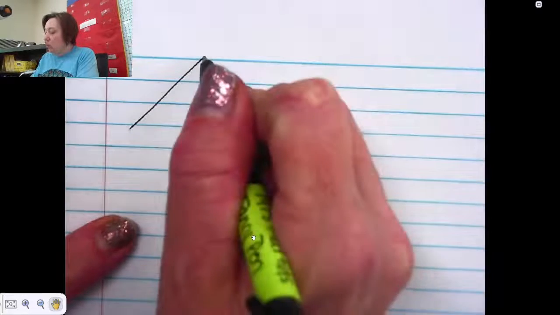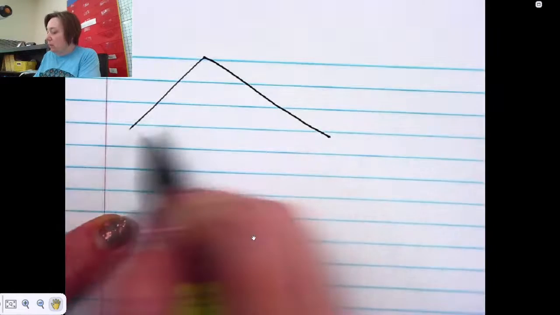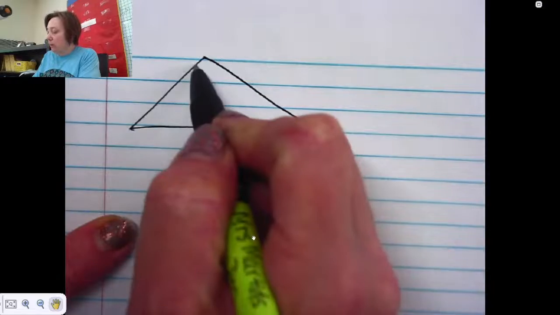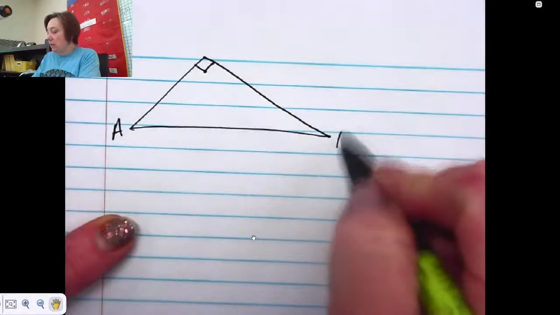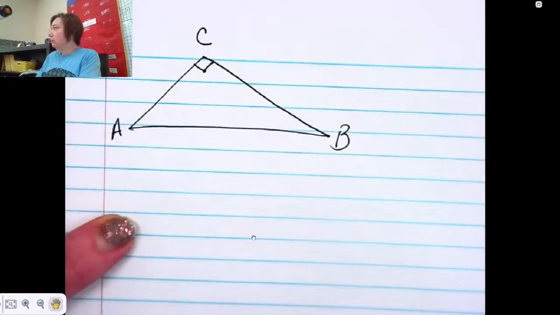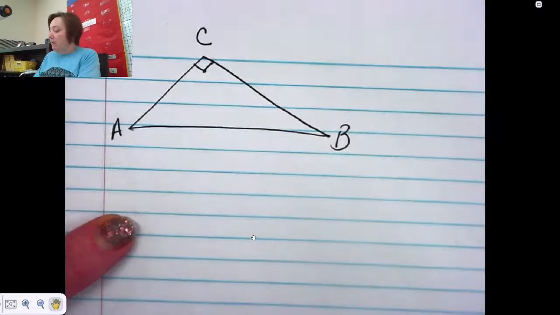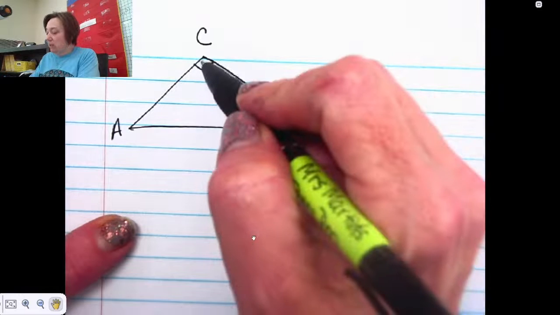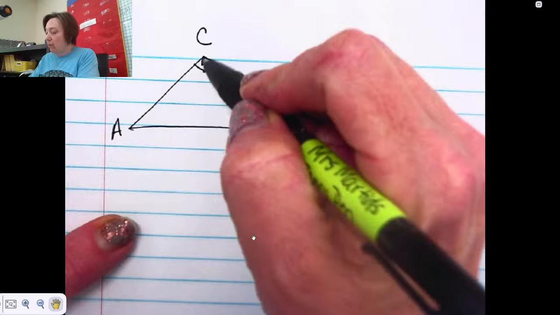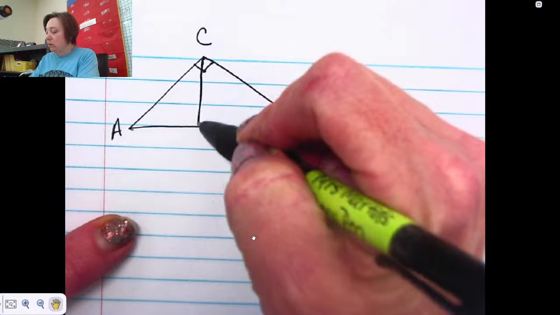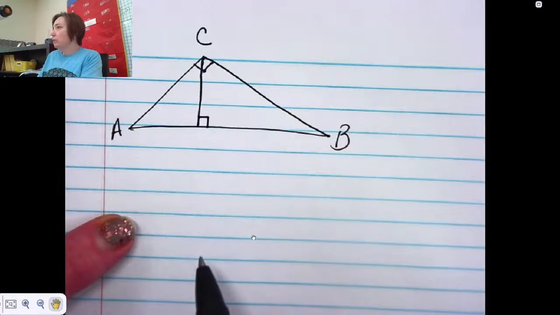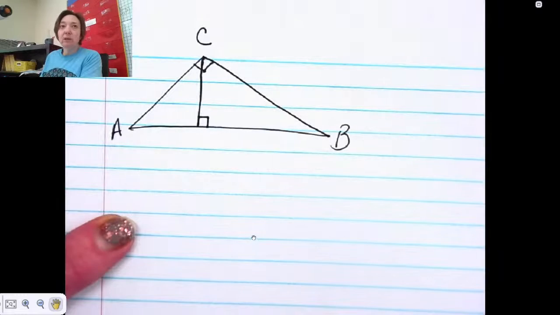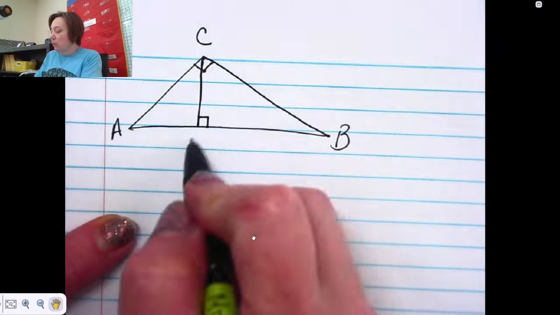All right. So let's say that we have a big old right triangle. This is our right angle right here, and let's name this A, B, C. And then let's say that we make an altitude. Remember, an altitude has to meet at a 90-degree angle from the other side and go straight up. Right there. Let's call this point D.